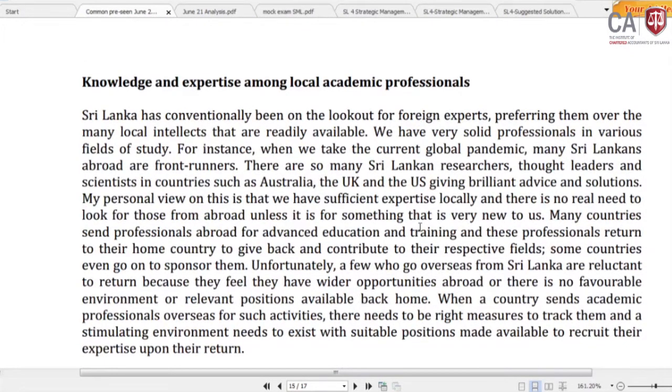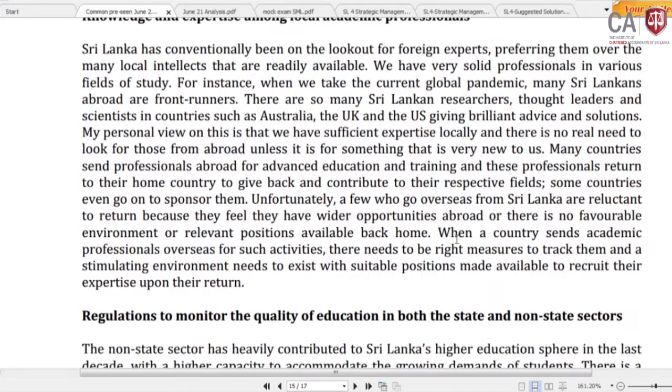Then he is talking about knowledge and expertise among local academic professionals. In Sri Lanka we all know that we have people who are highly educated. We can find many Sri Lankan researchers and leaders who are giving their contribution in countries like Australia, UK and US. So this writer says that we have sufficient expertise locally. But what happened in Sri Lanka is that many academics go to foreign countries, but they are reluctant to come back to Sri Lanka. They prefer to stay in those countries and contribute to those countries' development, right. So you want to get these academics back to Sri Lanka.